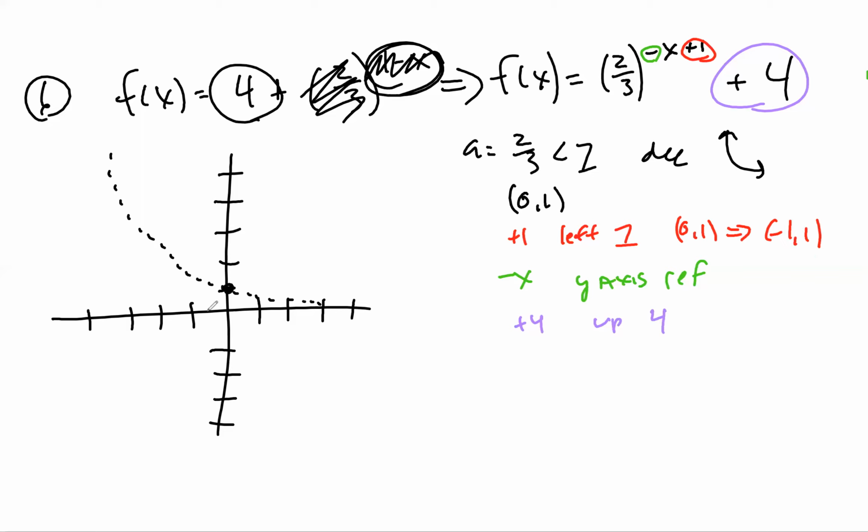And so if all I had to do was go left 1, then my graph would look something like this, right? Not a huge change. Okay, well, that's not the only thing I have to do. The green negative sign is going to tell me that it is an x-axis reflection.